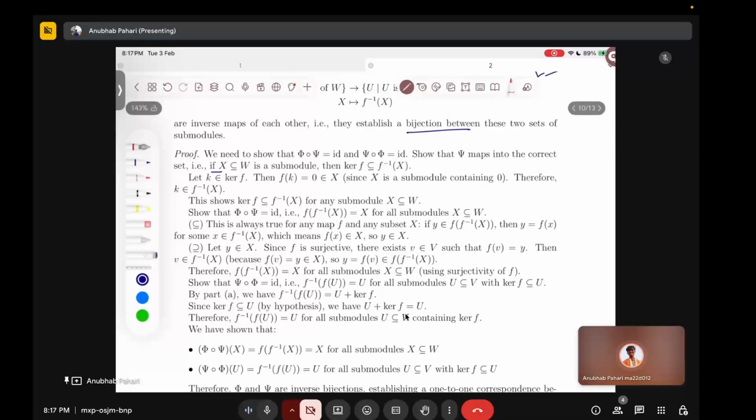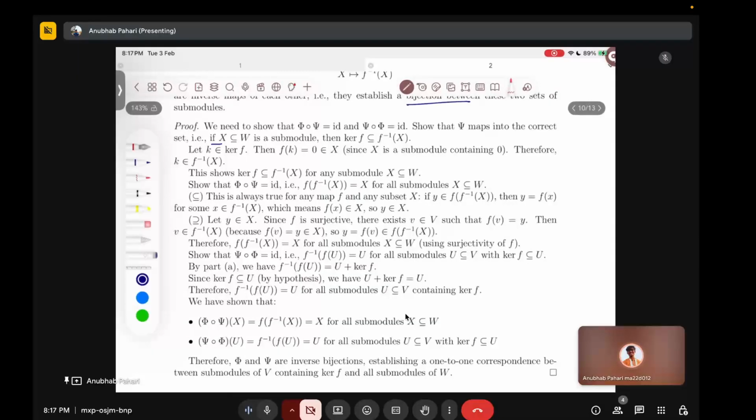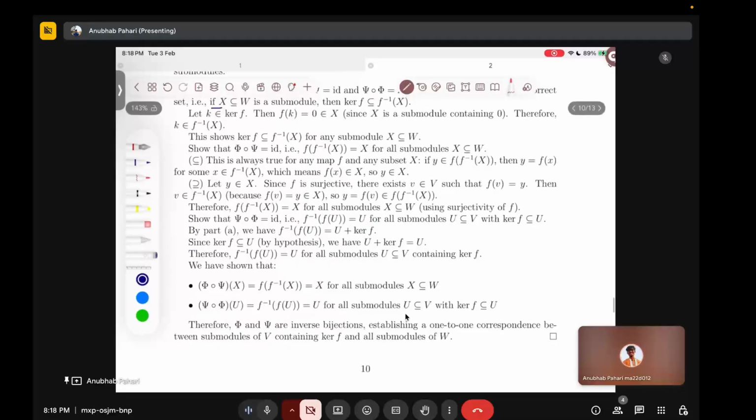And for the other direction, for which we need some work, let us take small y from capital X. Since f is surjective, there exists small v in capital V such that f(v) equals y. Then v belongs to f inverse of X, because f(v) equals y, and so y equals f(v), which already belongs to f of f inverse of X, because you have shown that v belongs to f inverse of X. So therefore this is true.